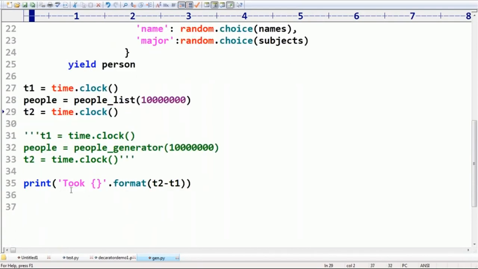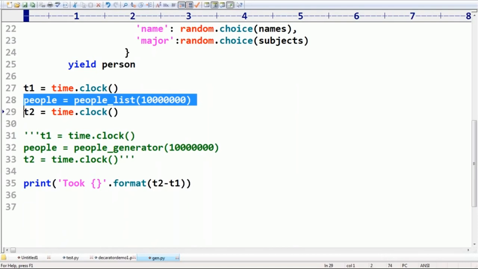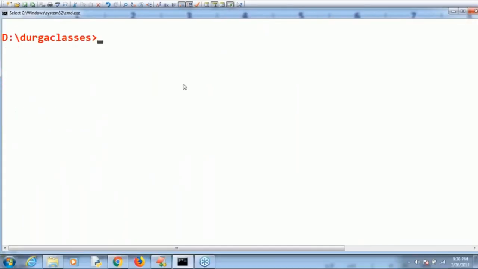Print how much time it took. Time taken is T2 minus T1, end time minus begin time, so automatically you can get how much time it is going to take. Just observe that. Don't worry about what the units are and so on.